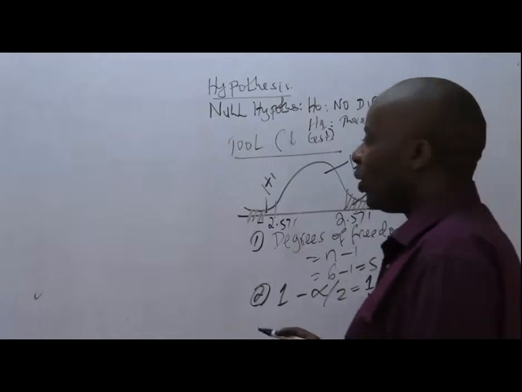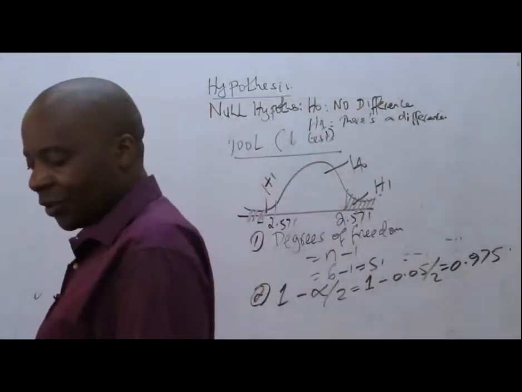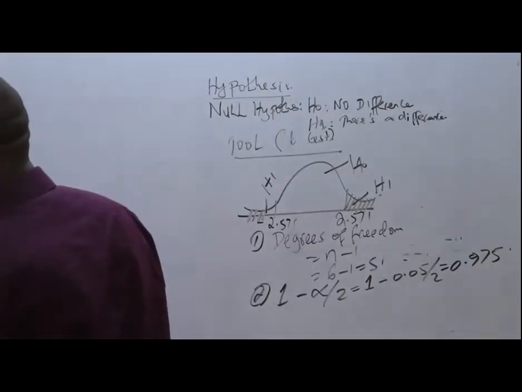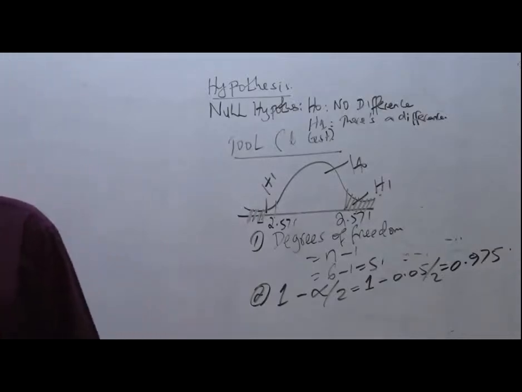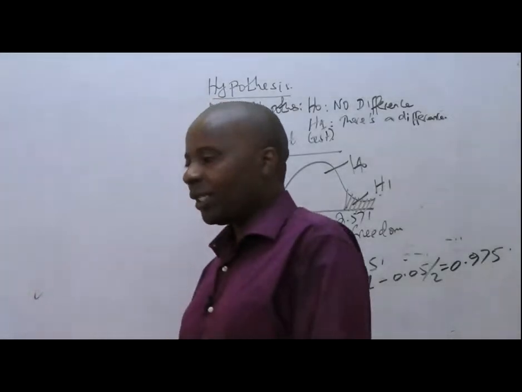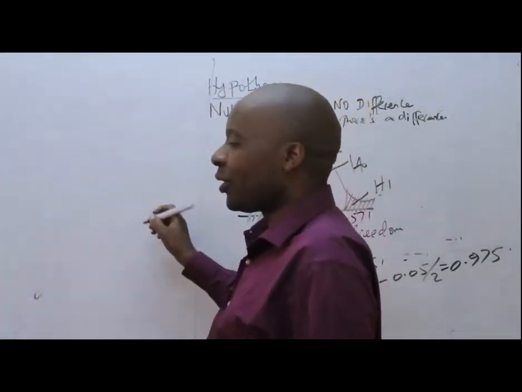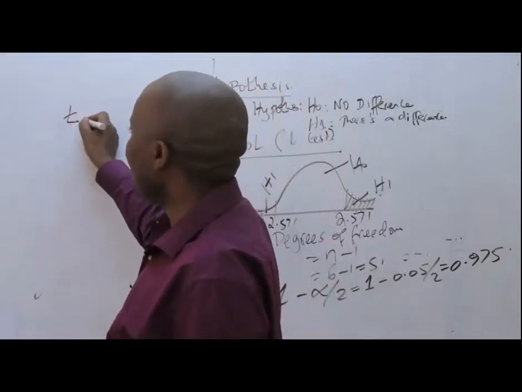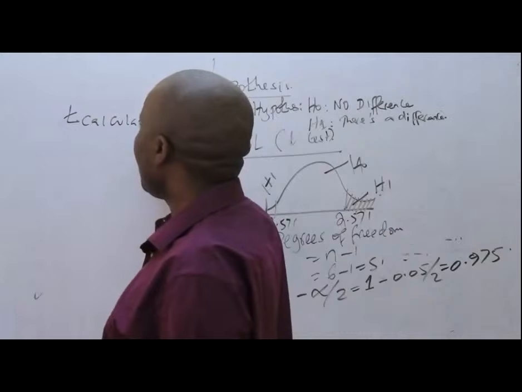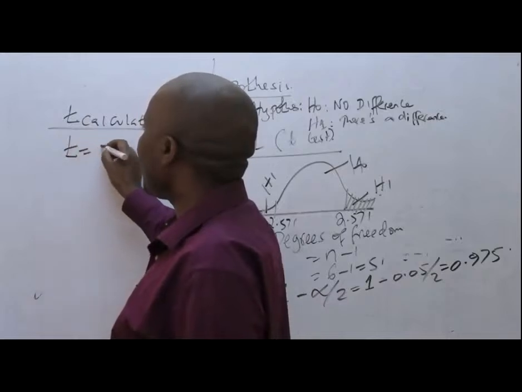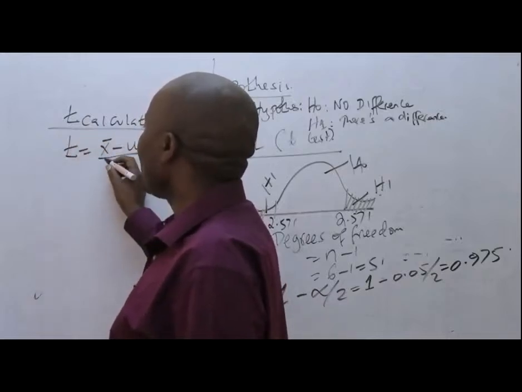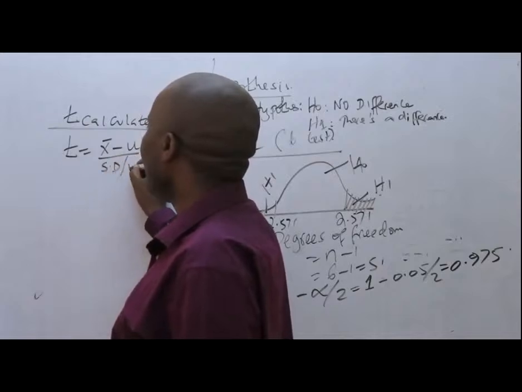Now from there, we'll go straight away to the test itself. So the test itself, what do we have here? We calculate what we call T calculated. Under T calculated, we know the formula. T calculated is x bar minus mu, all over the standard deviation that we have divided by root n.